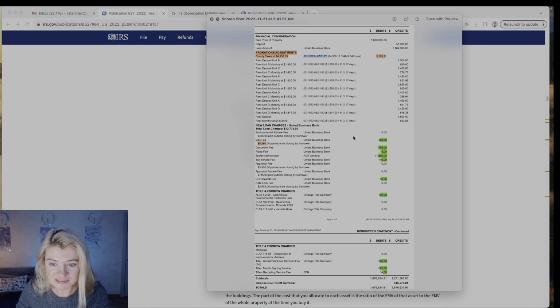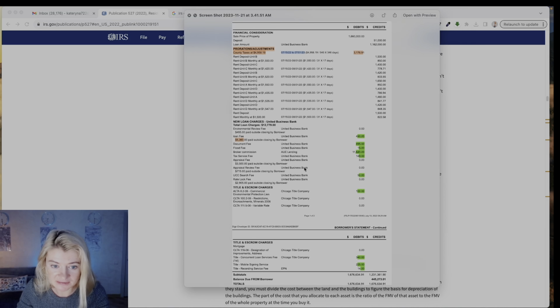And here we have all the settlement costs. Everything here in green will be part of our cost right here. So you see all this: title, loan fee, appraisal fee, things like that. Let me show you how it works in Excel.